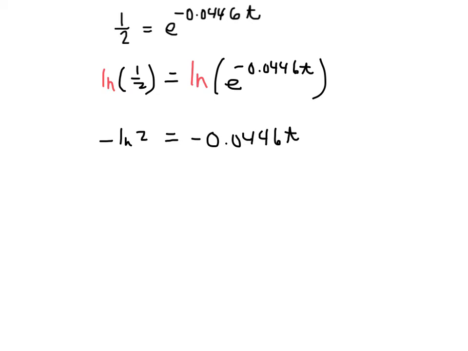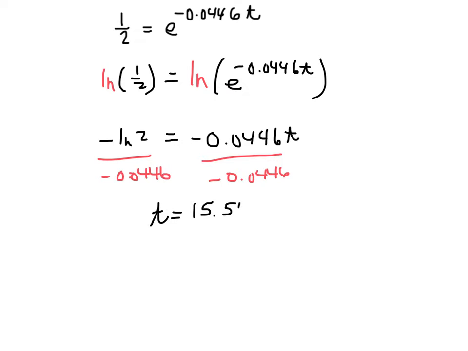Okay, so now I'm going to get my calculator out. I'm going to divide by negative 0.0446, negative 0.0446, and the calculation comes out to t equals 15.54 minutes, give or take. I am going to clarify what happened right here, though, on the next slide, just so that you understand why I end up with the natural log and the e, quote-unquote, canceling.